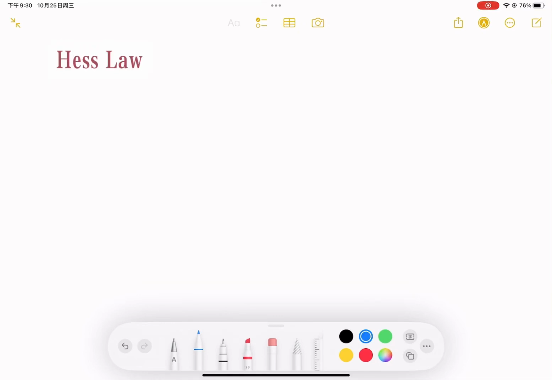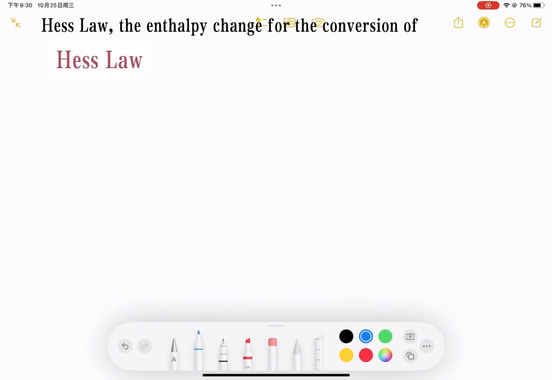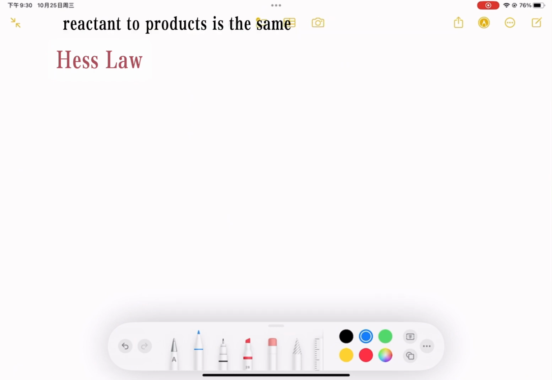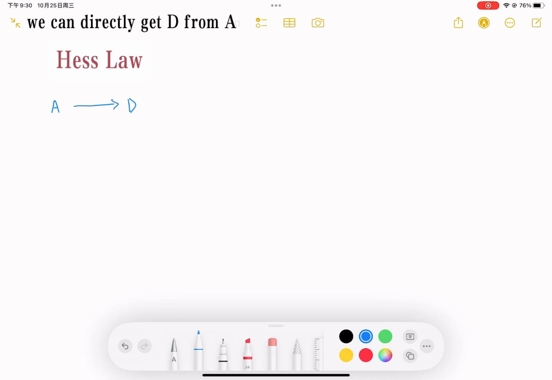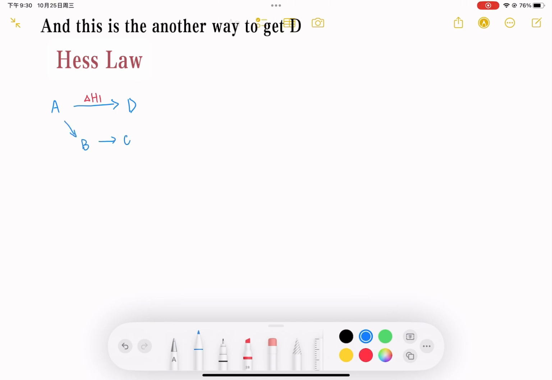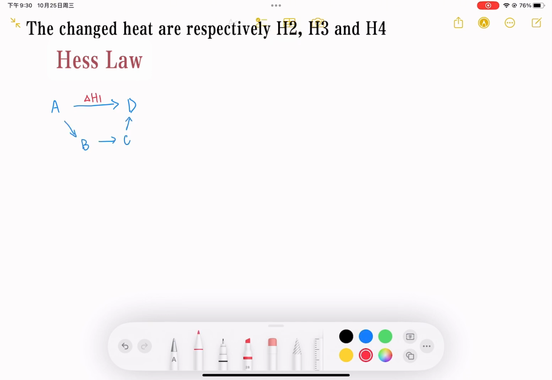Hess's law: the enthalpy change for the conversion of reactants to products is the same regardless of the route. Use a diagram to explain. We can directly get D from A. The heat absorbed or released is delta H1, and this is another way to get D. The heat changes are respectively delta H2, delta H3, and delta H4.